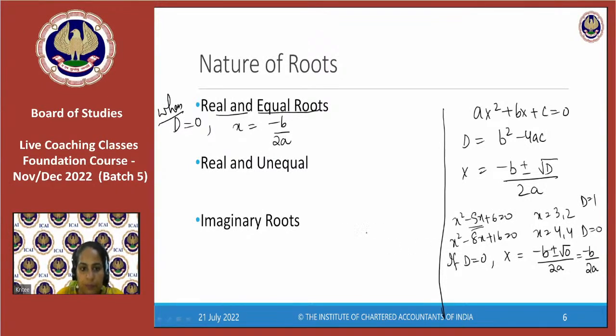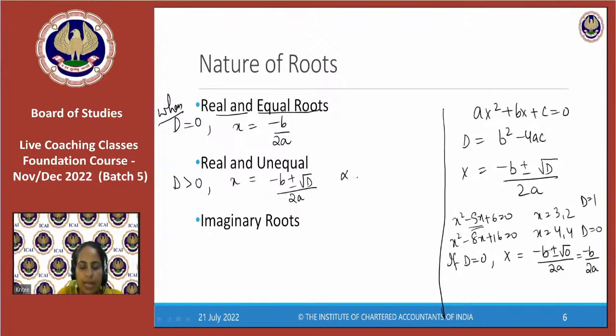Then if your D is greater than 0, like I got D equal to 1, then x will be equal to minus b plus or minus root D by 2a. And because we will have plus value of D and minus value of D, we will have two kinds of calculation coming over here. When we have double the calculations, we have two answers.